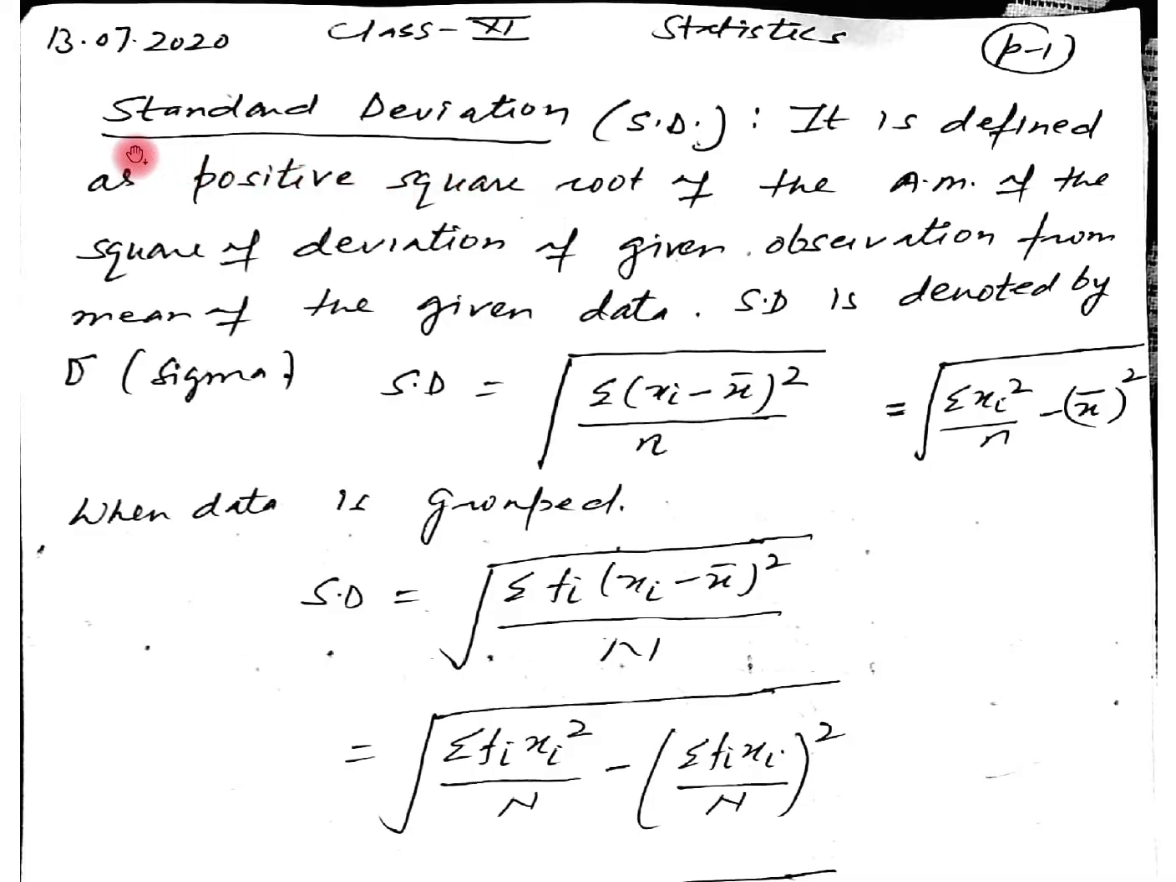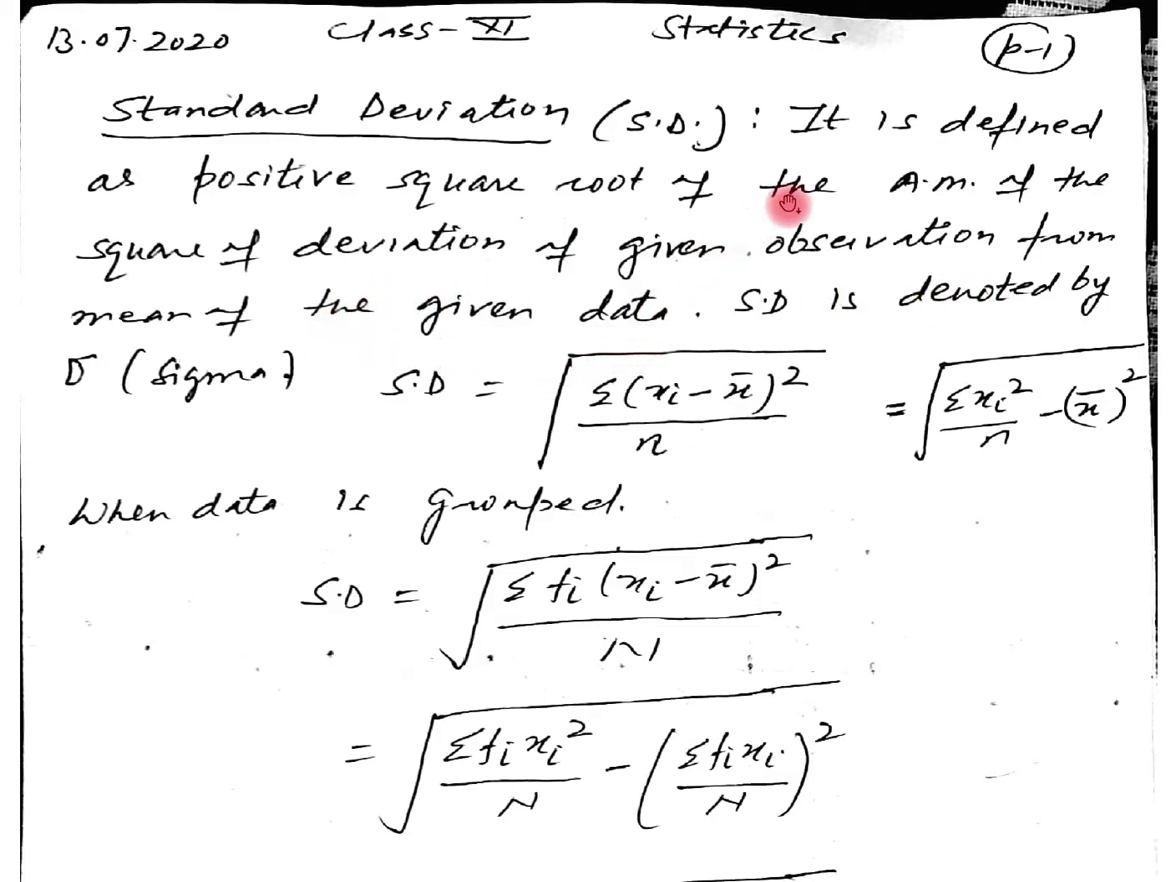Now, the second topic in this unit is standard deviation. Firstly, we have done mean deviation. Now today we will discuss the standard deviation. Let us see first the definition. Standard deviation is defined as the positive square root of the arithmetic mean of the square of deviation of the given observation from the mean of the given data.